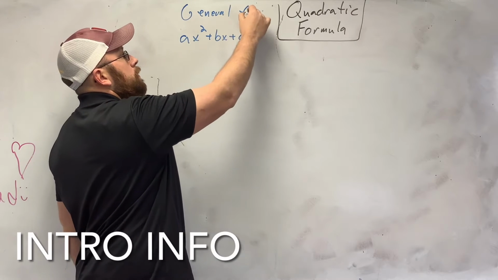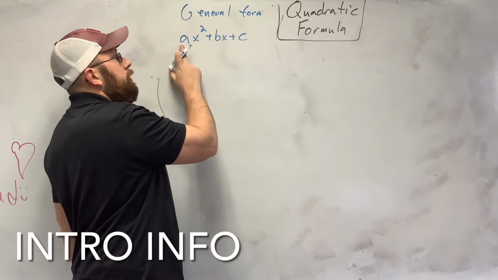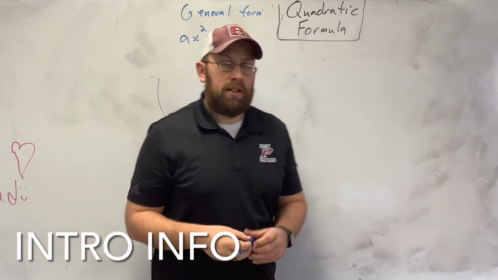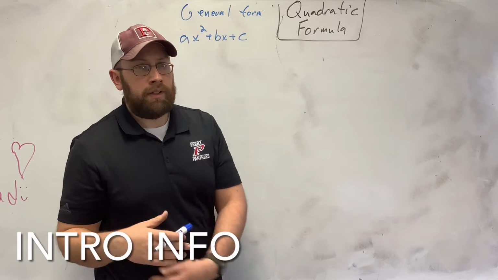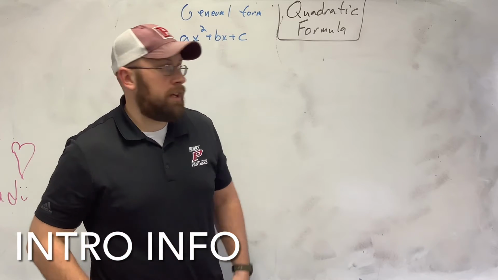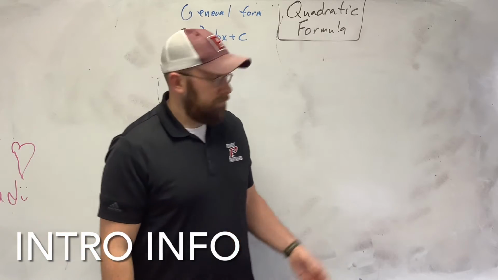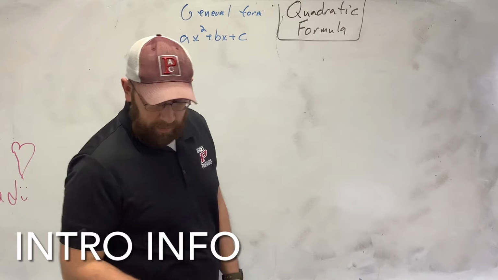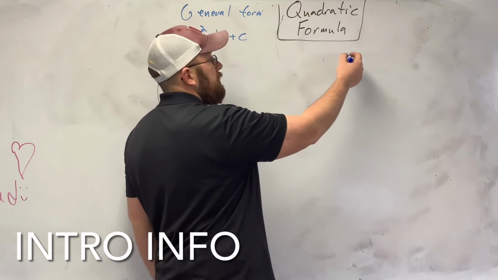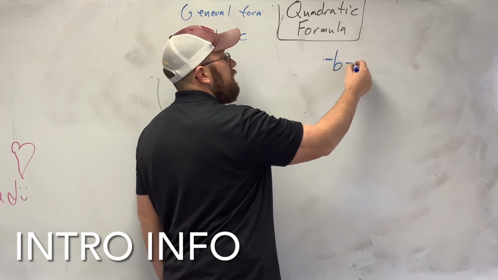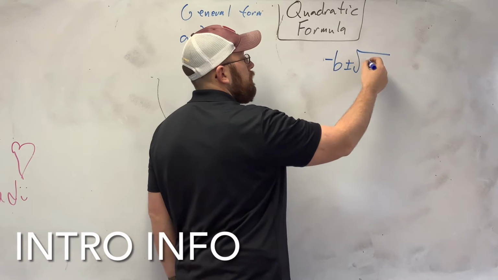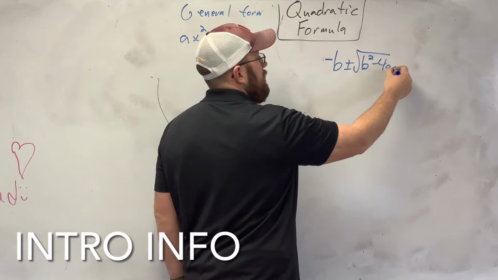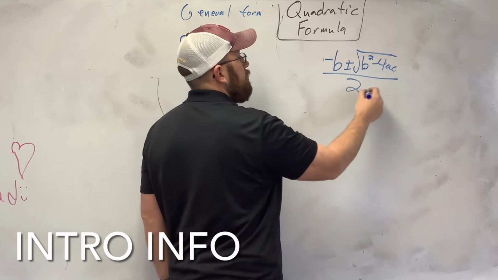That's your general form. So if you know the a, the b, and the c, you can plug them into this formula and get your zeros, or you can call them your x-intercepts, or whatever you want to call them, your roots. That's what this formula is used for. It's kind of like a shortened way to do it. Most people remember it from some time in their life. It's negative b plus and minus the square root of b squared minus 4ac all over 2a.